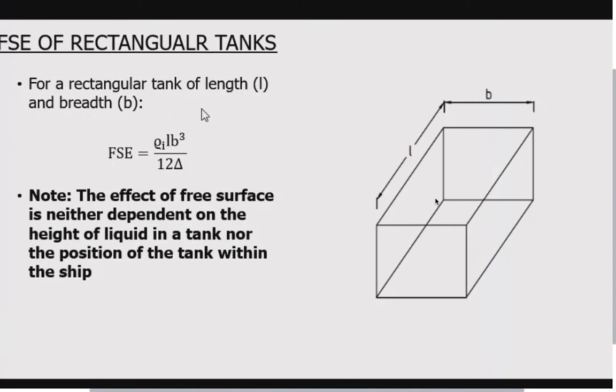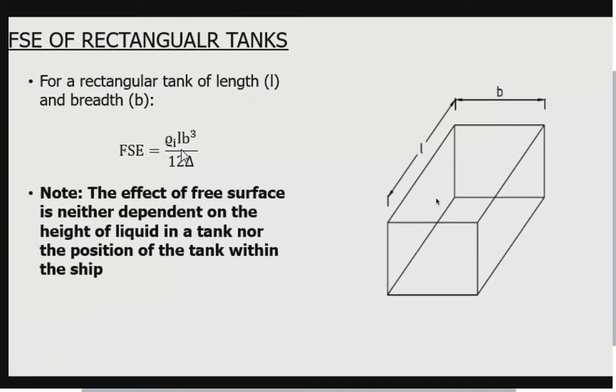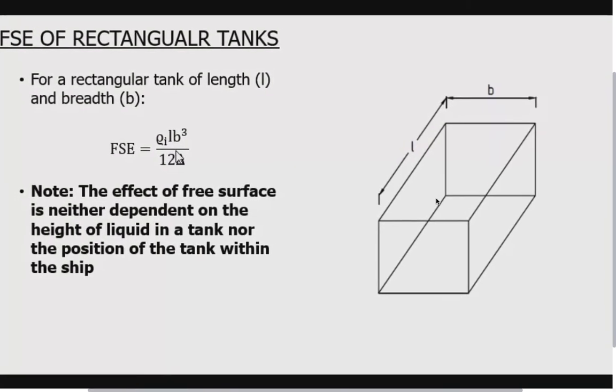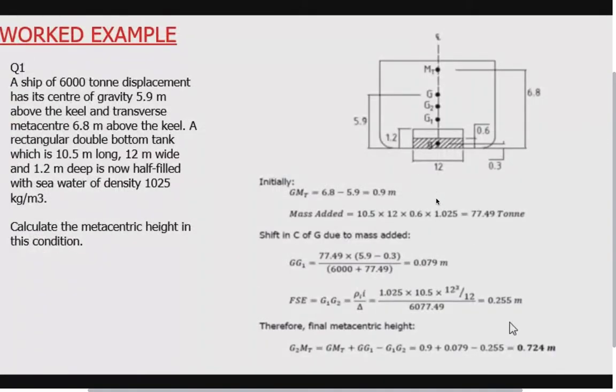For a rectangular tank of length and breadth, this is the formula we are using. We already know the length, we already know the breadth, the 12 is already there, and the mass displacement. You put the mass displacement there. Then you can get the final metacentric height.